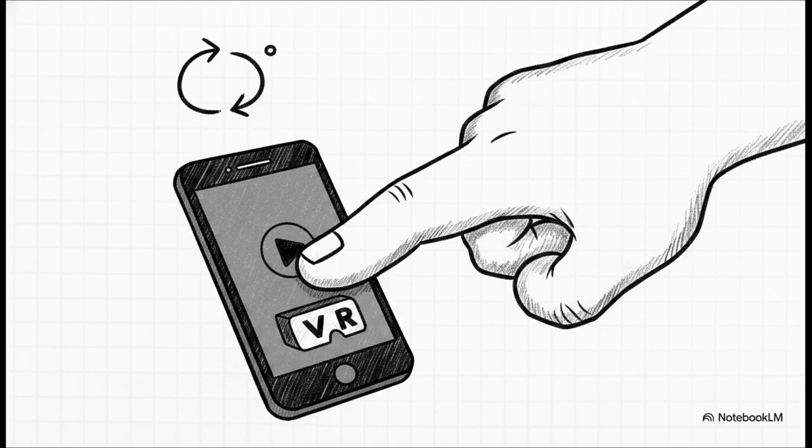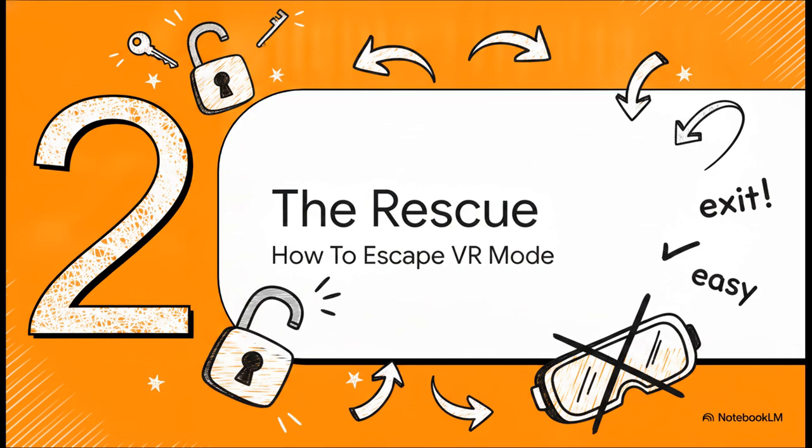Sometimes, the YouTube app senses that specialized format and just automatically switches into VR mode, kind of thinking it's doing you a massive favor. So yeah, it's really just a mistaken tap or an automatic app response. No big deal. Section 2, the rescue. Here's how to easily escape VR mode.